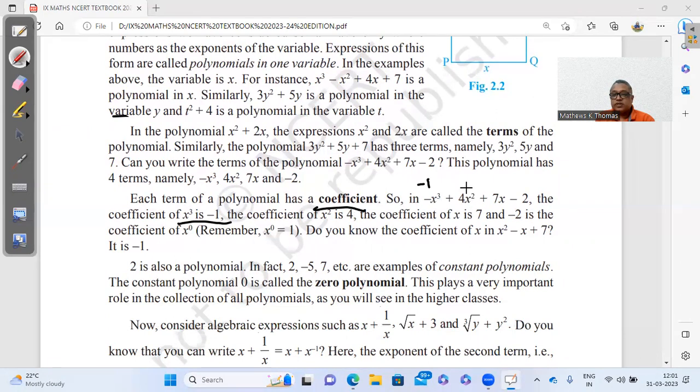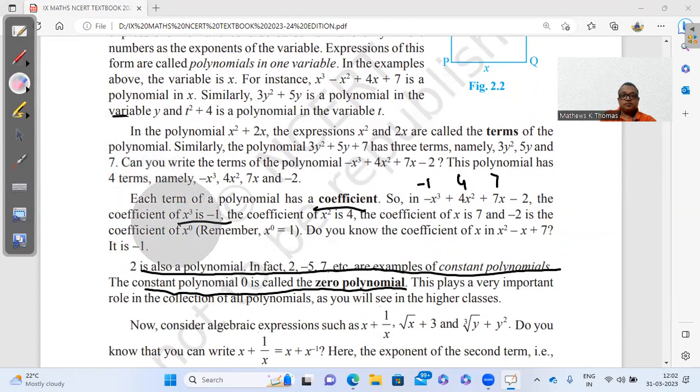What is the coefficient of x square? Coefficient of x square is 4. Coefficient of x is 7, right? So this is the meaning of coefficient. Here, as I told you, these are examples of constant polynomials, and the constant polynomial 0 is called a zero polynomial. So 0 is a constant polynomial, but it specifically is called a zero polynomial, right?